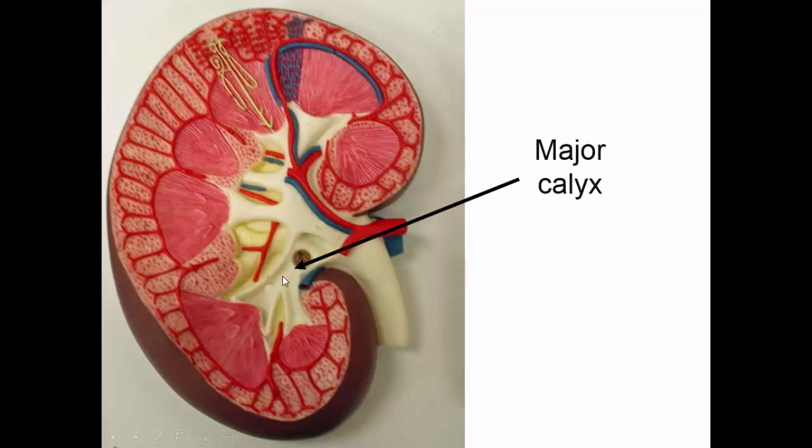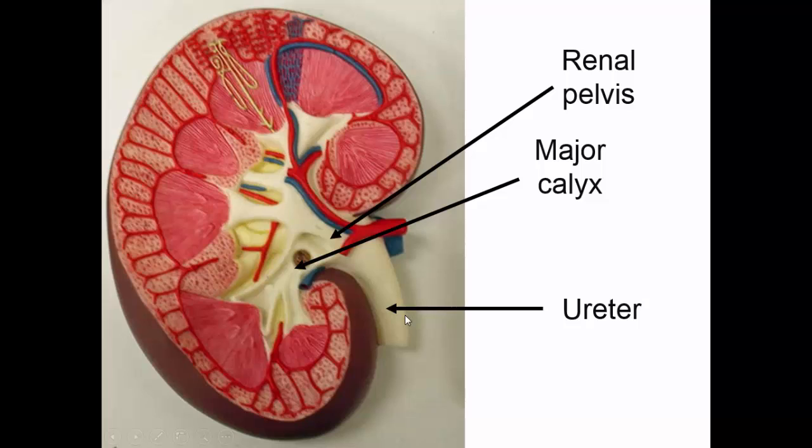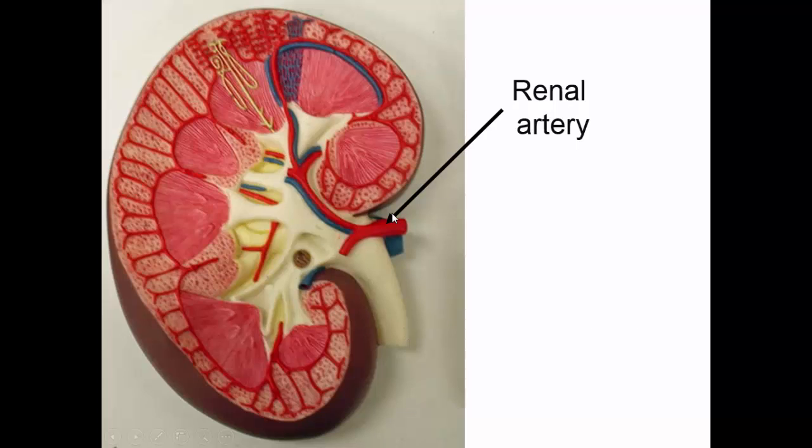The major calyx is where the pyramids empty into. So this is the major collecting point for urine, and they drain into the renal pelvis. All urine eventually drains here. Urine will then drain into the ureter to go to the urinary bladder. The renal artery takes blood into the kidney, and the renal vein drains blood from the kidney.